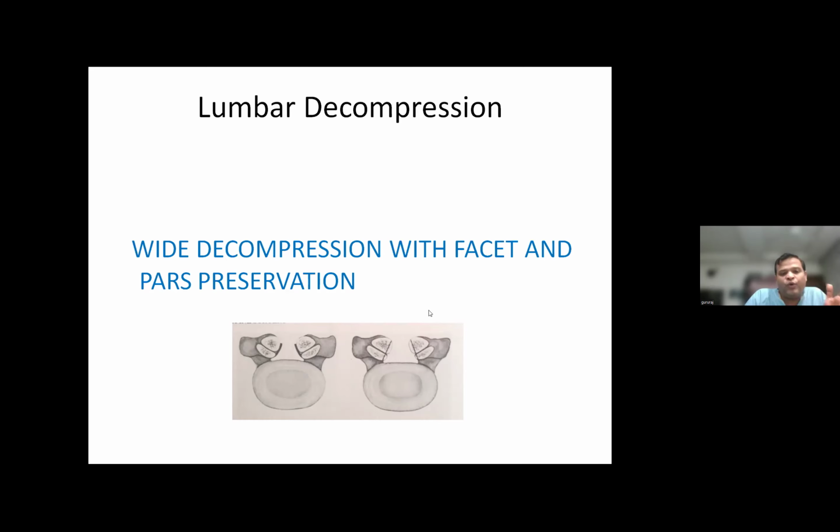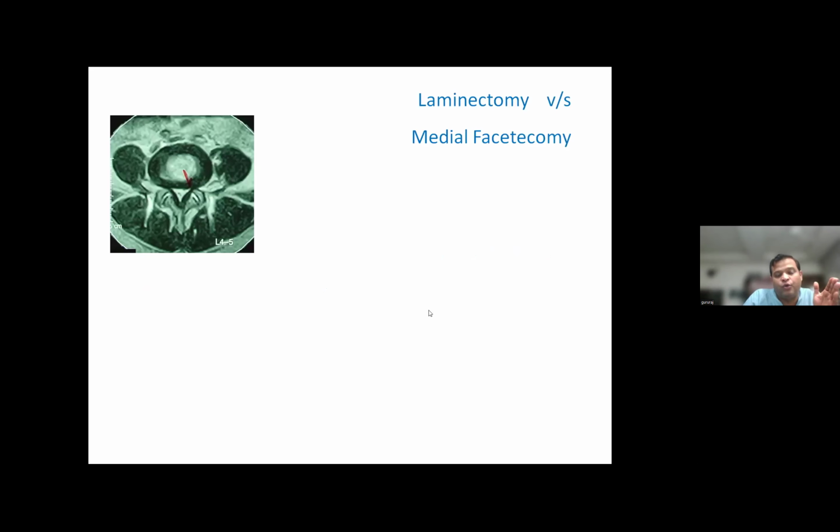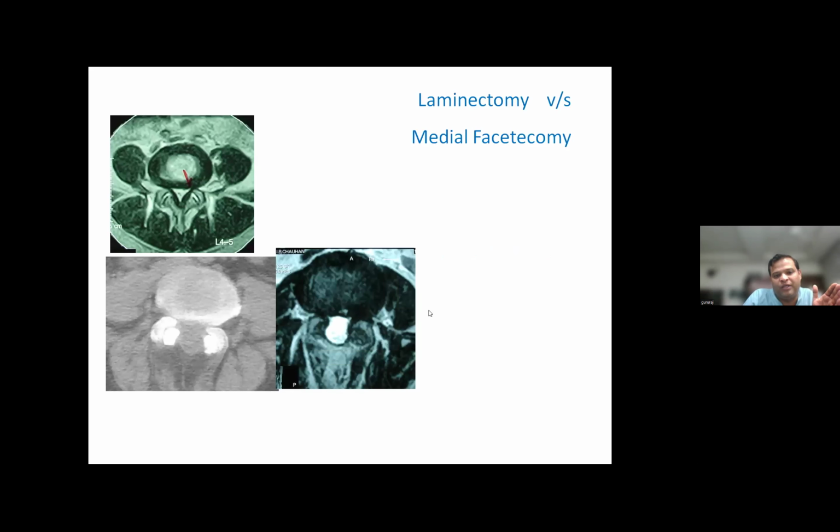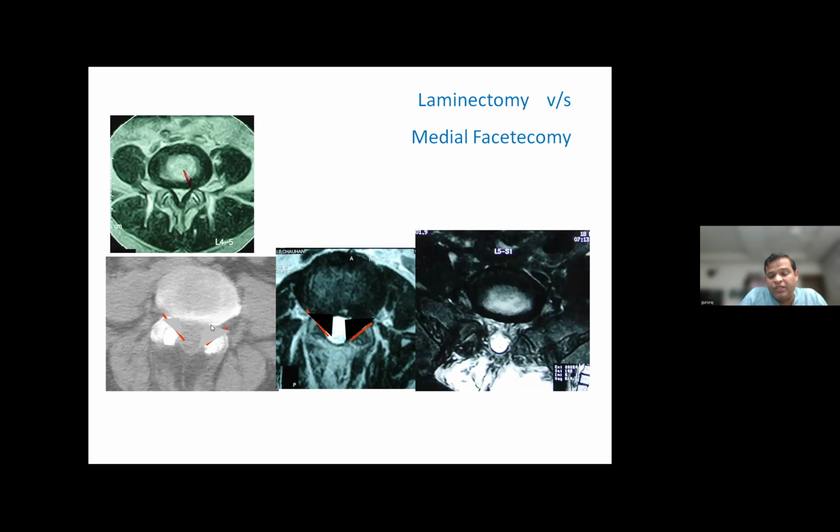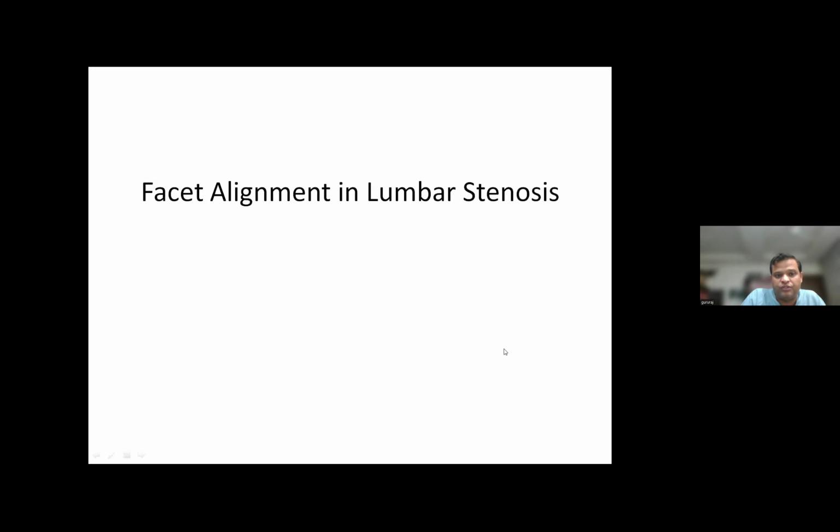So what you have to do is mainly a wide decompression with medial facetectomy. But what you have to remember is to preserve the pars. So how it looks actually, if you do just a laminectomy, it looks like that, and then your lateral recesses are still not decompressed. Then when you do a medial facetectomy, see, your lateral recesses get decompressed here. So this is the aim of ultimately a decompressive surgery in a lumbar canal stenosis.